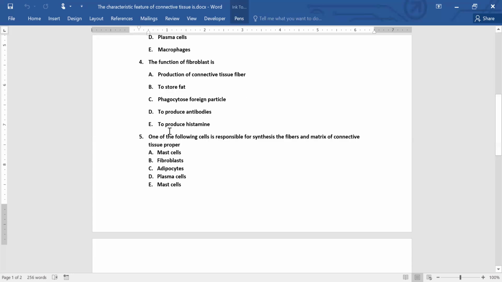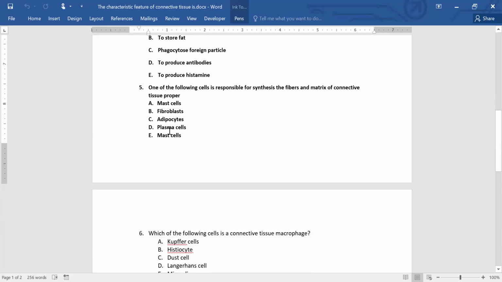Which one of the following cells is responsible for synthesizing the fibers and matrix of the connective tissue proper? So again, you know the cell responsible for synthesizing the fibers and matrix of the connective tissue is the fibroblast.